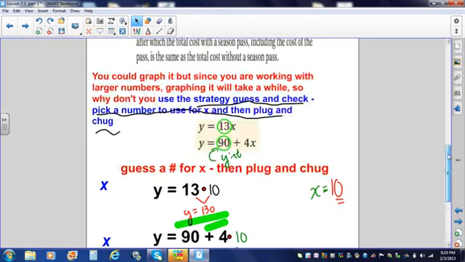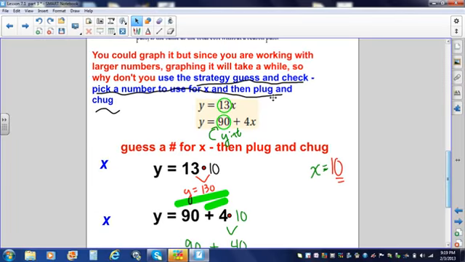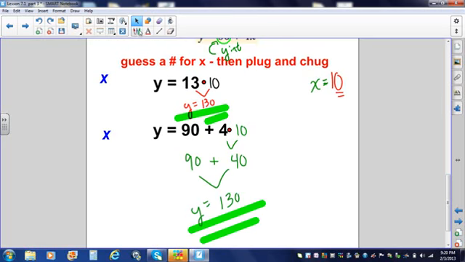So that's just another strategy that you can use. Guess and check. Pick a number, plug it in for x, and plug and chug and see if it works. If for some reason 10 did not give me the same answer here, then I would just cross it out and I would try a different number until I found it.